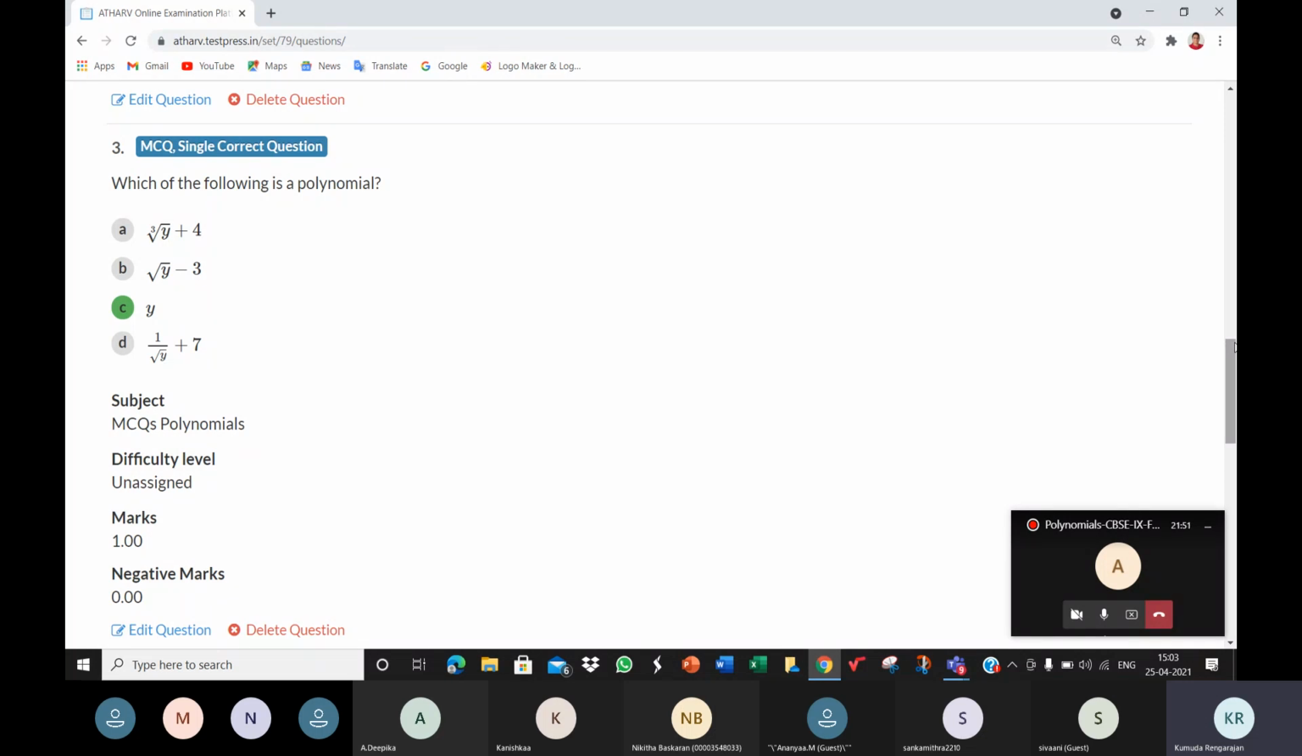Second one, Deepika? Second one is also not a polynomial, ma'am, because y will be raised to the power 1 by 2. Very good, very good. So the second one is also not a polynomial. The third one? Y, ma'am. Yeah. What is the power of y?